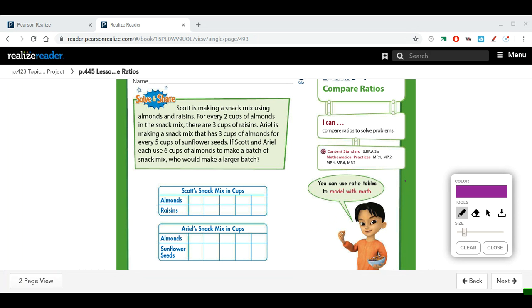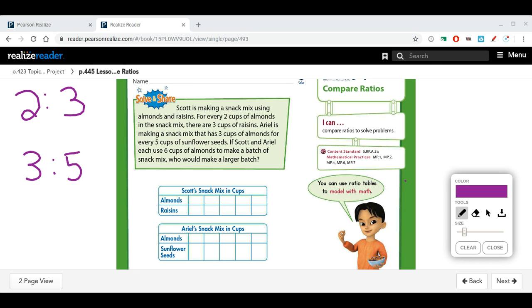And it says Scott is making a snack mix using almonds and raisins. For every 2 cups of almonds in the snack mix, there are 3 cups of raisins. So there's my first ratio. So if I have 2 cups of almonds, I have 3 cups of raisins. And then Ariel is making a snack mix that has 3 cups of almonds for every 5 cups of sunflower seeds. So her ratio is 3 cups of almonds for every 5 cups of sunflower seeds.